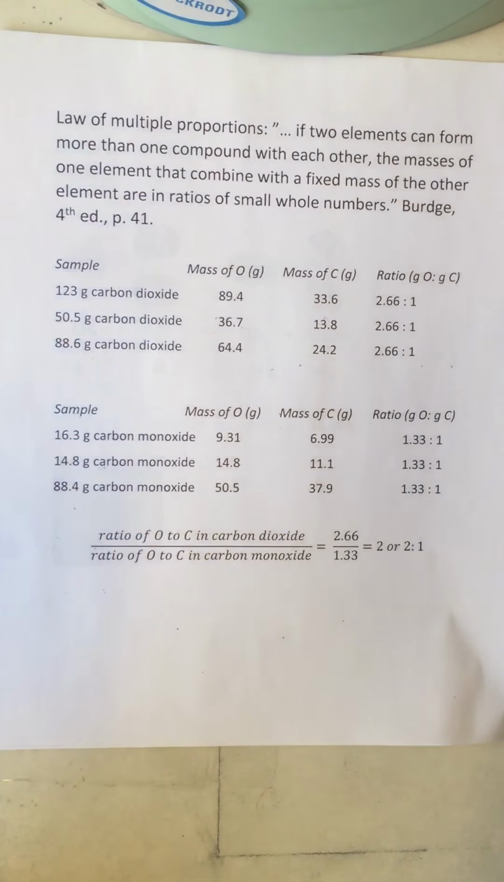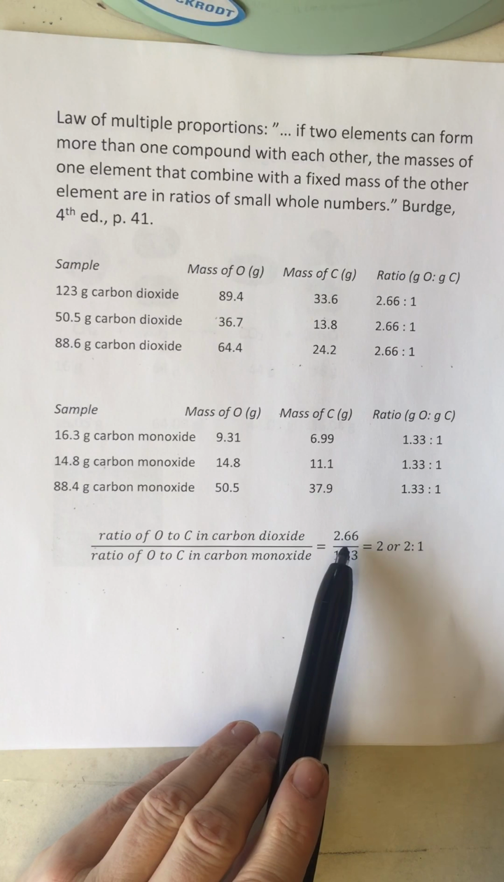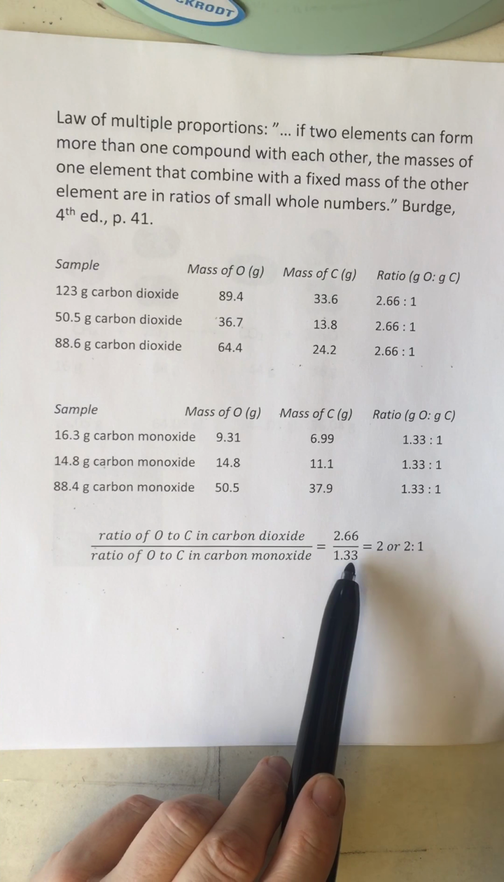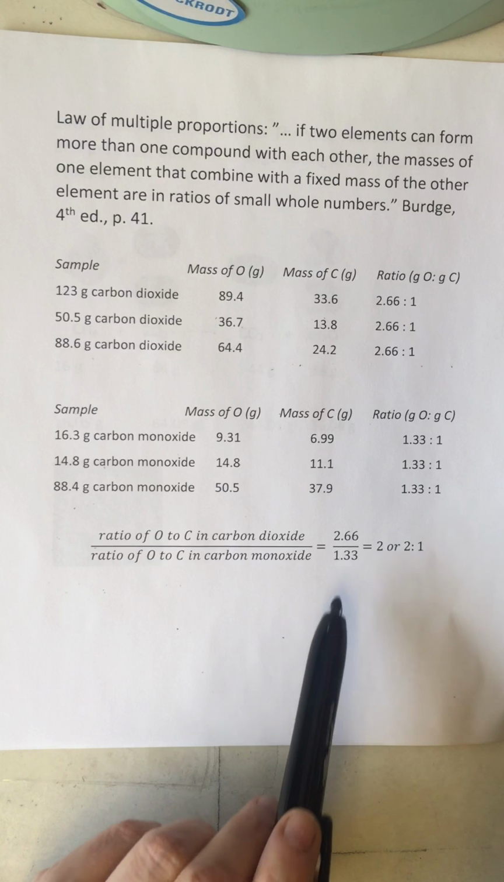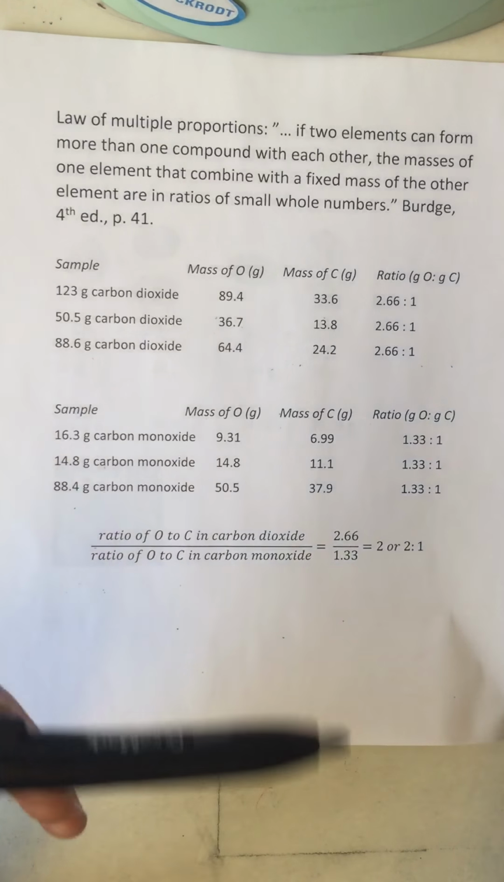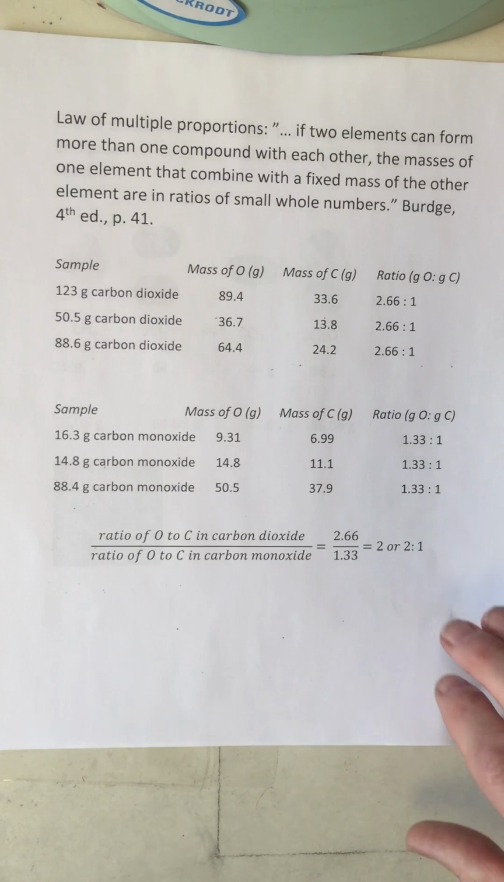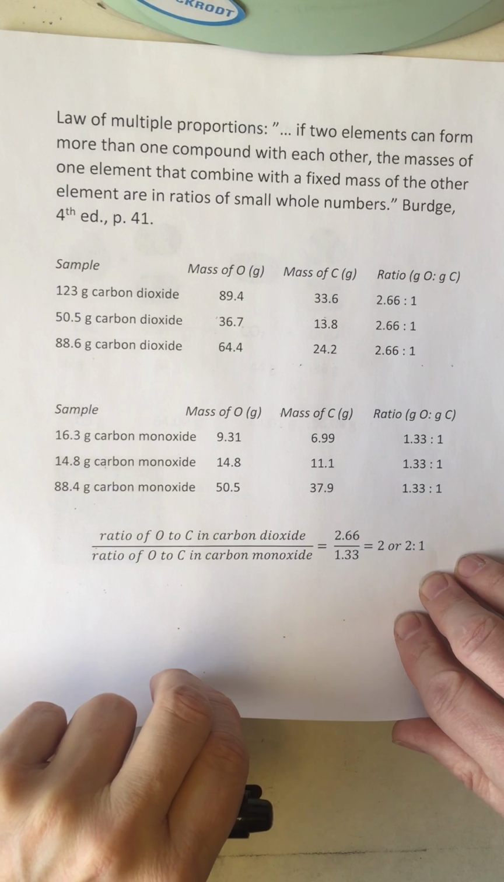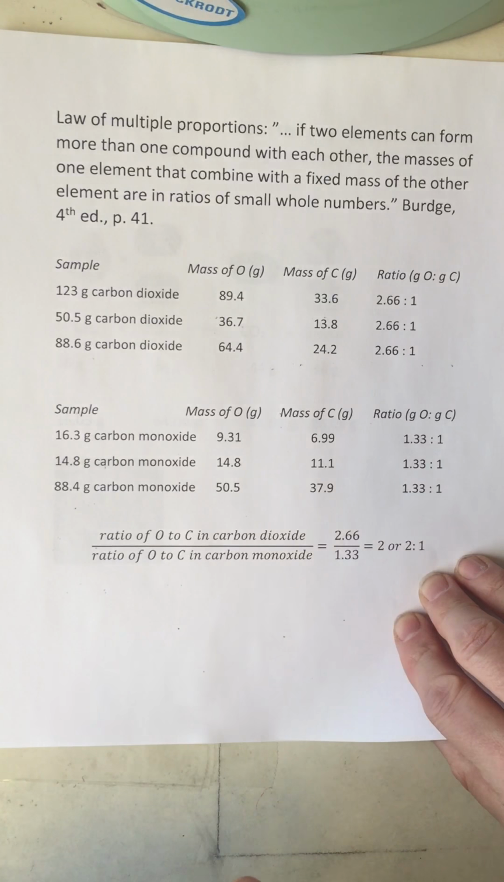monoxide. Okay? Now note, if we'd done it the other way around, if we'd put the carbon monoxide in the numerator and dioxide in the denominator, we would get 1.33 over 2.66, which would be a half. So it's still a 1 to 2 ratio as opposed to a 2 to 1 ratio. Small whole numbers.